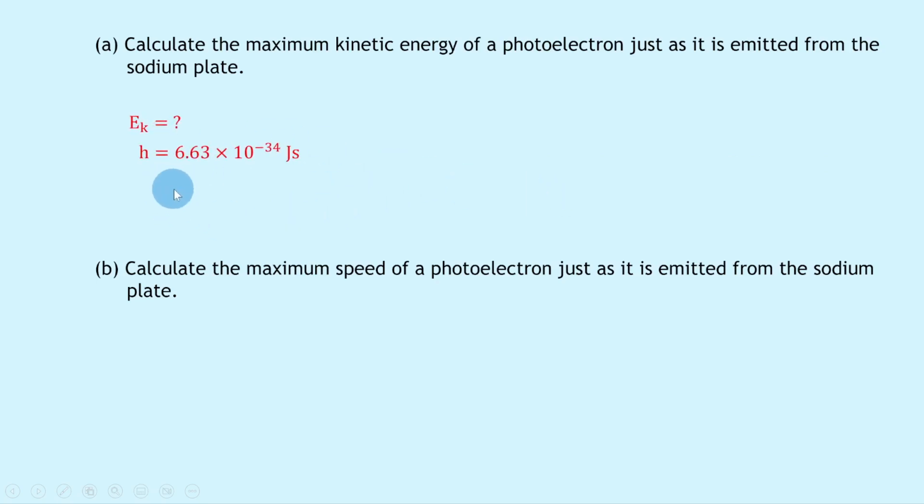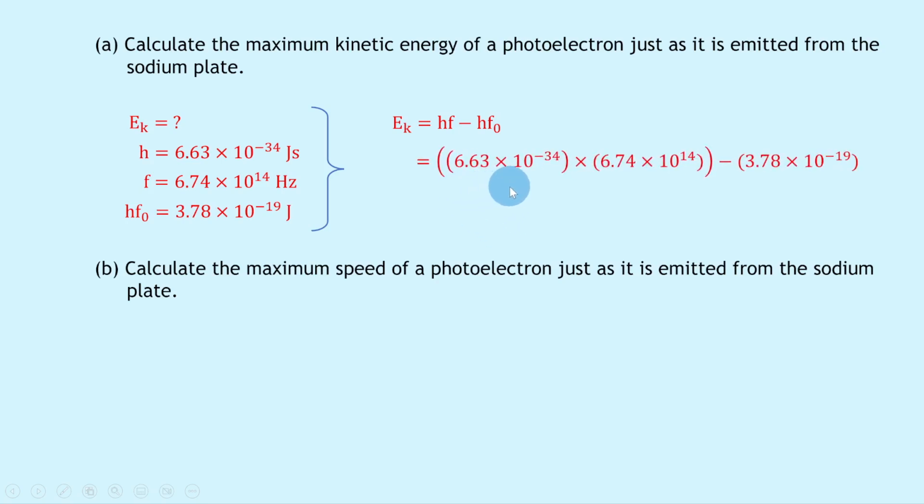We know that Planck's constant h is 6.63 times 10 to the minus 34 joule seconds from the datasheet. We know the frequency f of the incident photons is 6.74 times 10 to the 14 Hz from the question, and we know that hf0, the work function of the metal, is 3.78 times 10 to the minus 19 joules. So writing down our equation for maximum kinetic energy, we have Ek equals hf minus hf0. Substituting in the numbers gives 6.63 times 10 to the minus 34 times 6.74 times 10 to the 14 minus 3.78 times 10 to the minus 19, and if you put all of that into your calculator, you should get an answer of 6.9 times 10 to the minus 20 joules.